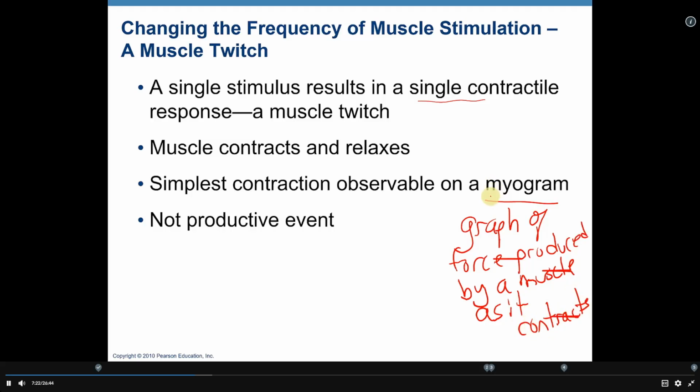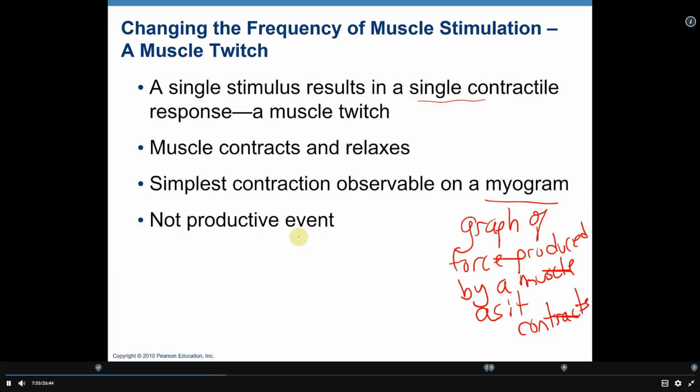And you can see again this prefix here, myo. Remember, that refers to muscle. So again, this is a graph of the force produced by a muscle. A muscle twitch is not a productive event. That means it doesn't produce enough force to really lift a load, to really do something of value. So think of a muscle twitch almost as a mistake. And this is what happens when you have a single action potential.